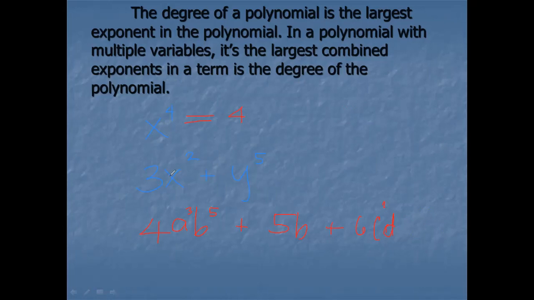Now, what if you have here 3x squared plus y to the power of 5? Grace, what is the power, or what is the degree in here? 3x squared plus y to the power of 5. What is the degree?